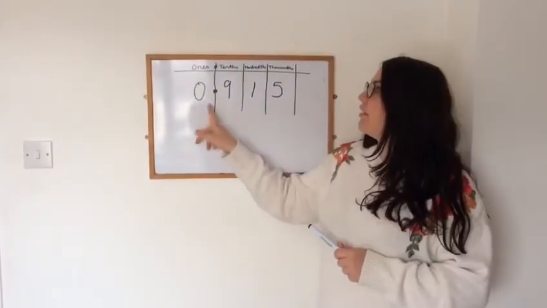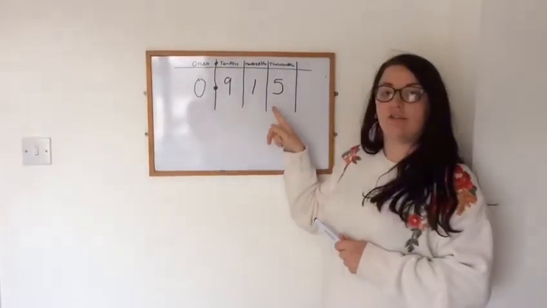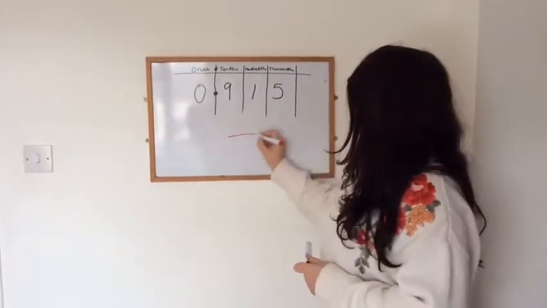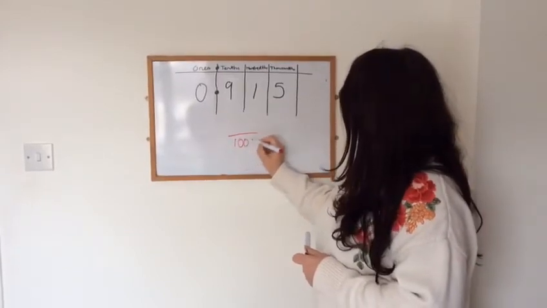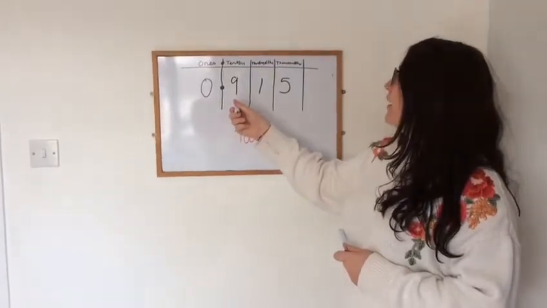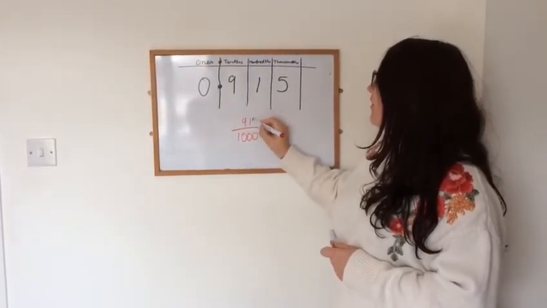Okay, for this one we've got 0.915. The last digit we have again is a 5. It's in the thousandths column, so we know it's going to be out of 1000. We haven't got any whole numbers, so that means it's going to be 915 thousandths.